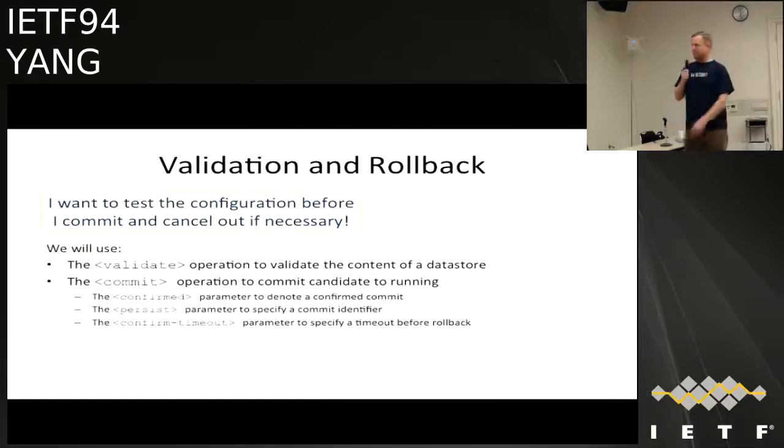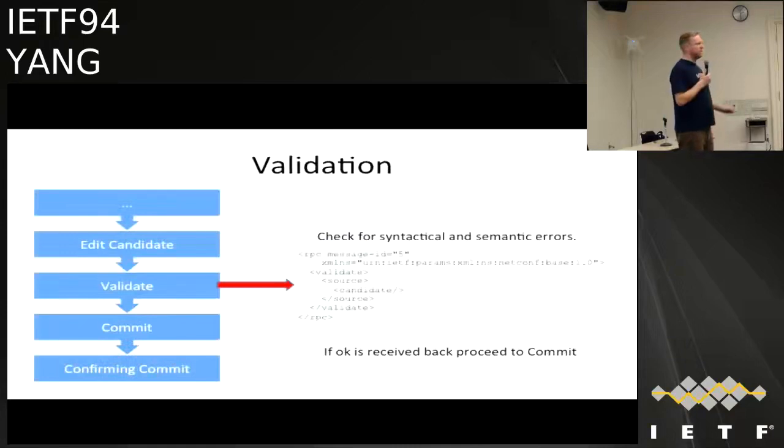So the validation step, because we've already done the edit candidate here, looks like this. So this is the way of asking the box, take a look at what I have in candidate, and the way you feel about things right now, is this valid according to Yang and according to your running state? If this is okay, then you can proceed to the commit state.